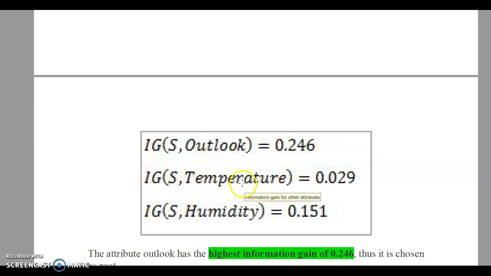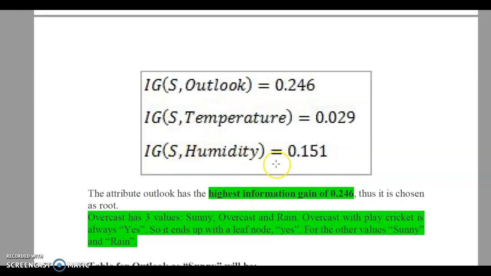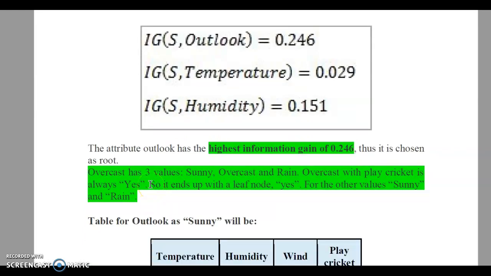Similarly, we can calculate the information gain for the other attributes: outlook is 0.246, temperature is 0.029, and humidity is 0.151. The attribute outlook has the highest information gain, 0.246, thus it is chosen as the root node. They compare these three attributes, outlook, temperature and humidity, and the highest information gain is for outlook, so outlook is the root node.